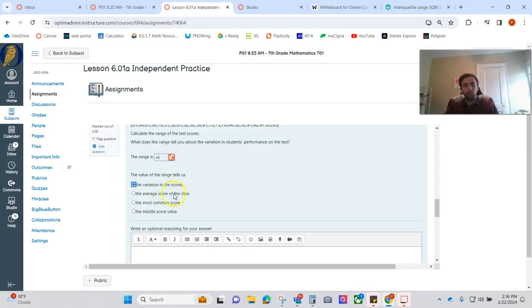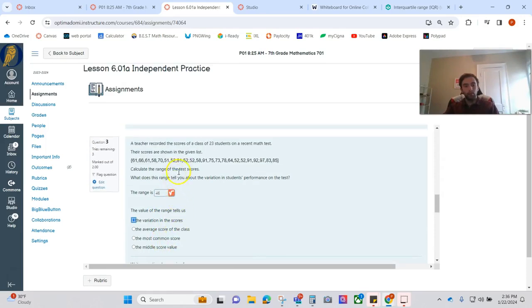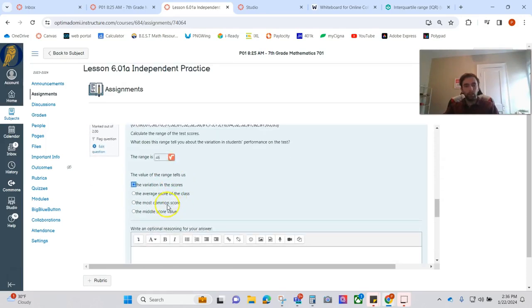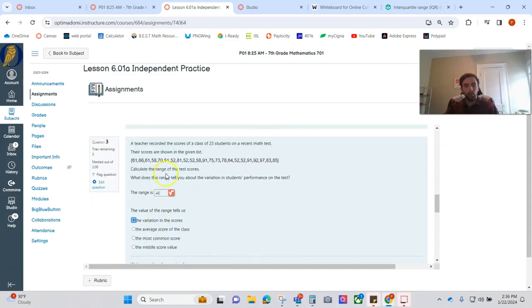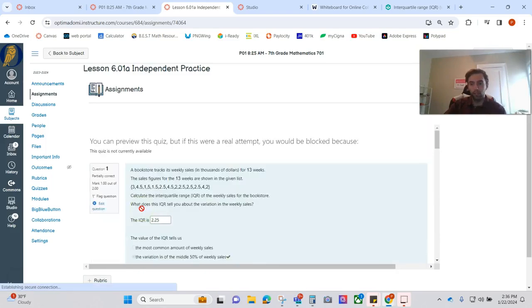The value range tells us the variation in scores. Maybe the average score? No, it doesn't tell us that. The most common score? No, definitely not. 46 is not one of the numbers even. The middle score? Nope, 46 is not one of the numbers, so 46 definitely doesn't tell us the middle score. So yeah, I think it's the variation in the scores. Check.